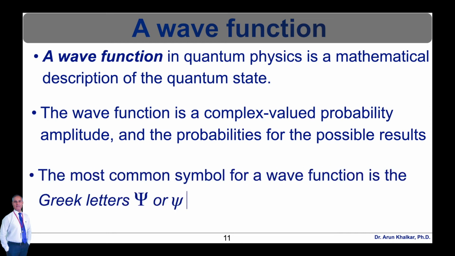The most common symbols for a wave function are the Greek letters lowercase psi and capital Psi. The wave function is a function of the degrees of freedom corresponding to some maximal set of commuting observables. Once such a representation is chosen, the wave function can be derived from the quantum state.